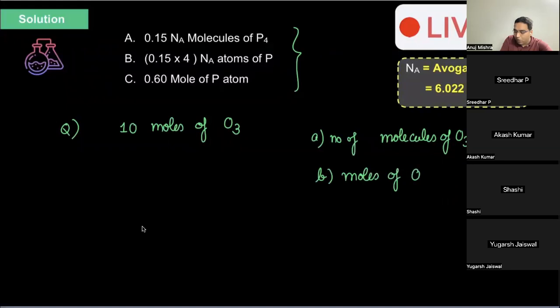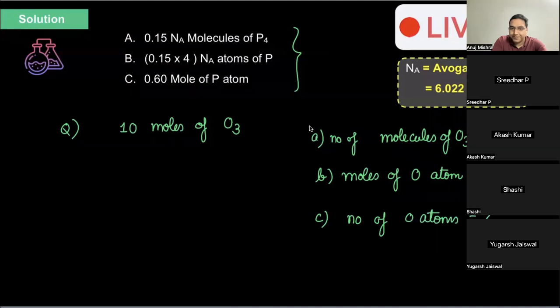Moles of O atom. C part. Number of O atoms. Please try this question. Keep your answer in terms of Na. Take your time. But this time you have to give the answer to me.